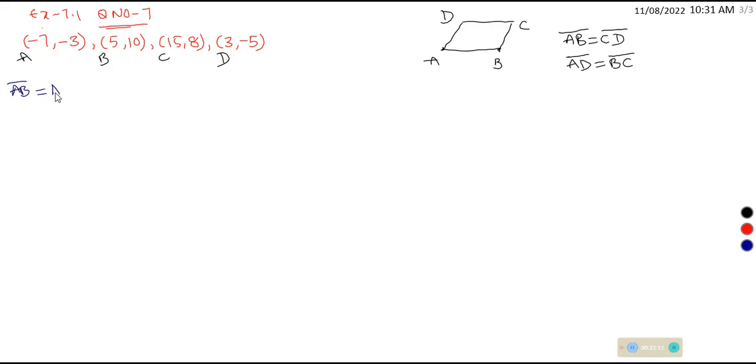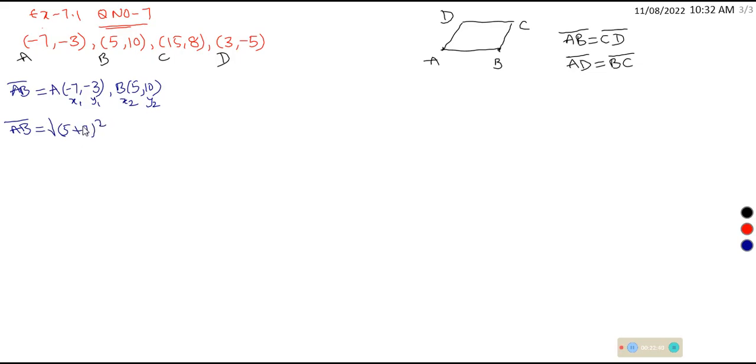Okay, for AB distance, A is (-7, -3) and B is (5, 10). Now AB distance is equal to the square root of, with (x1, y1) and (x2, y2), the formula is (x2 minus x1) whole square, so 5 minus of minus 7, that becomes 5 plus 7 whole square.